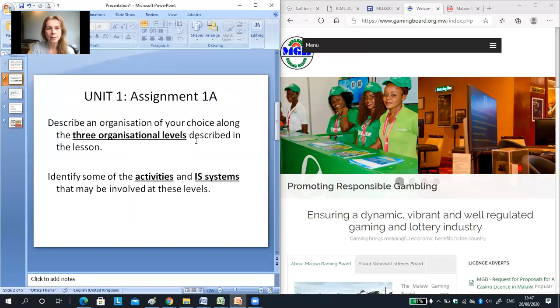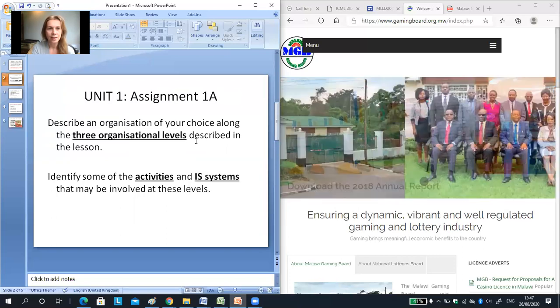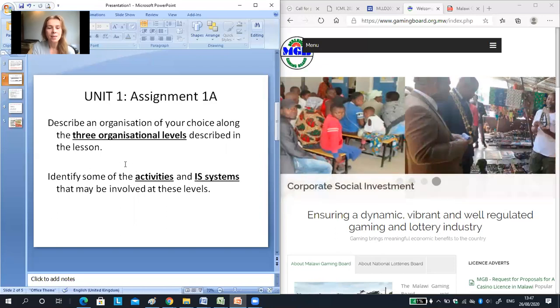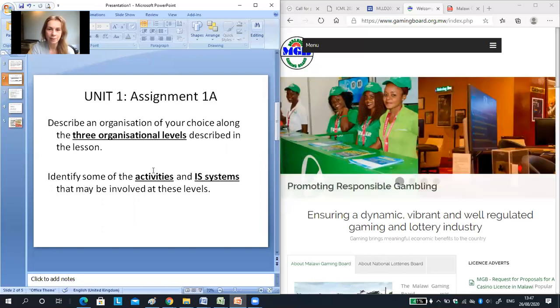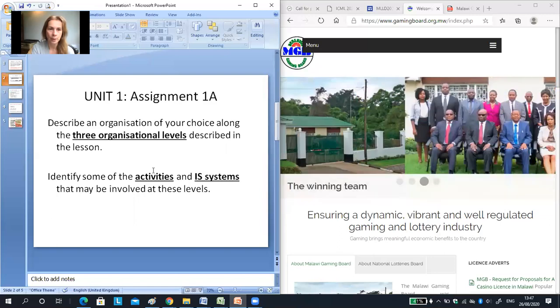Make sure you choose an organization you are familiar with to some extent. It will be difficult for you and time-consuming to do too much research if you don't know anything about the company you choose. The second component of the assignment is to identify some of the activities that this company is engaging in and the information system that may be involved at these levels. Remember that information systems have the goal of simplifying, helping, supporting, even replacing some of the operations of the company.